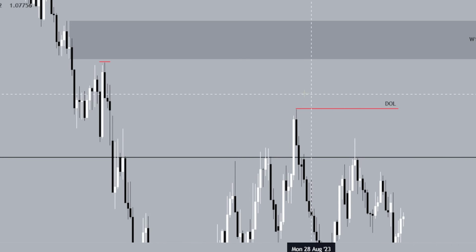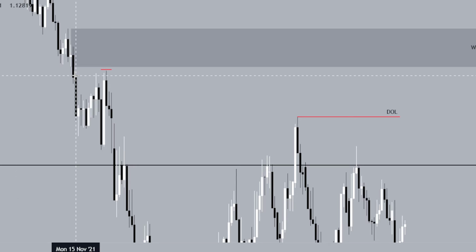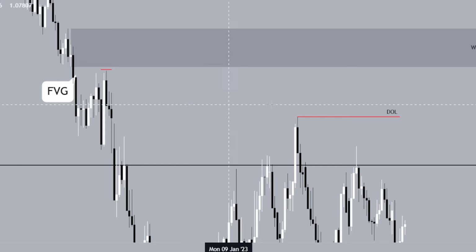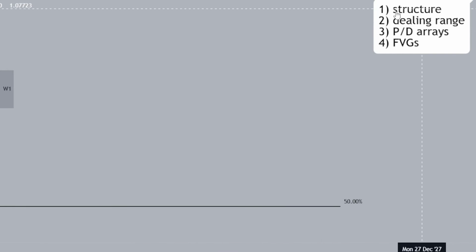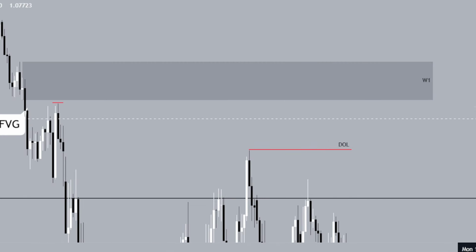So quickly, what makes a POI? It must break structure. It must leave a fair value gap, which it has over here. So this is a fair value gap that the market has left. And it must be priced correctly. So for example, we have our premium and discount like I discussed. We are now in the premium, and therefore this is what makes a valid POI because it fits our rules.